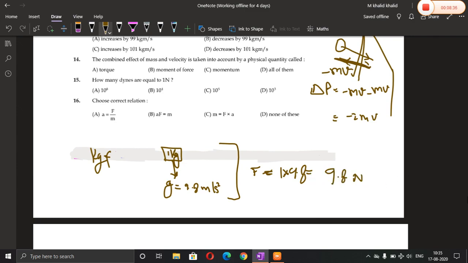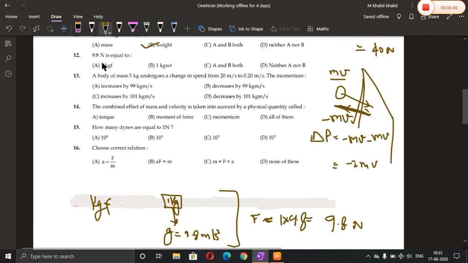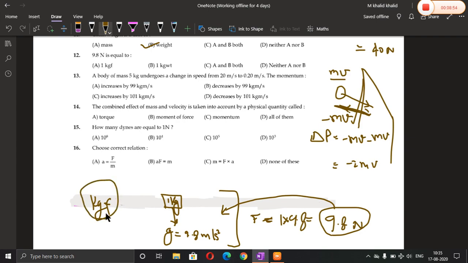Understood? So if the question says 9.8 Newton is equal to, we have to reverse the formula. Then we will say 9.8 Newton is equal to 1 kilogram force, but kilogram force and kilogram weight are similar, both terms are the same. So its answer will be both A and B.